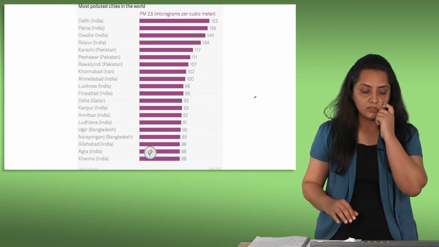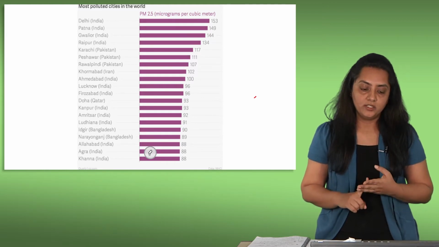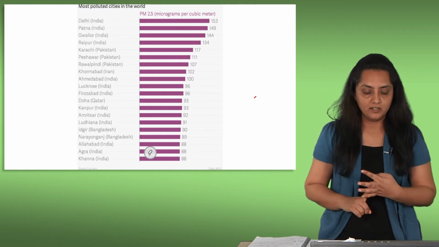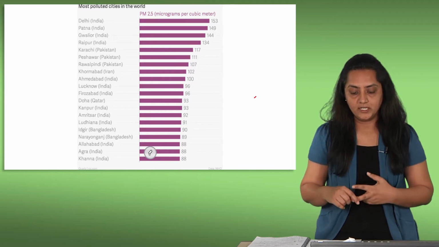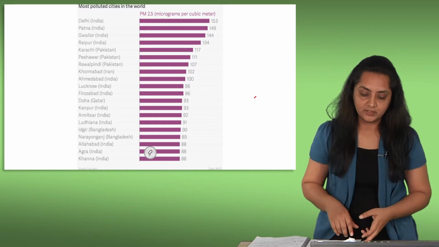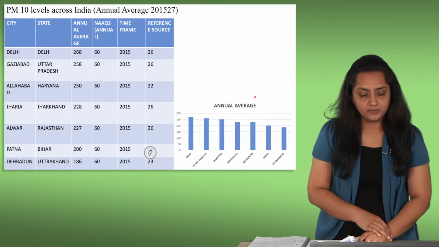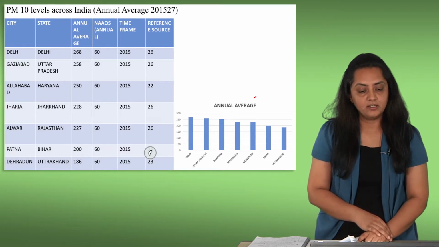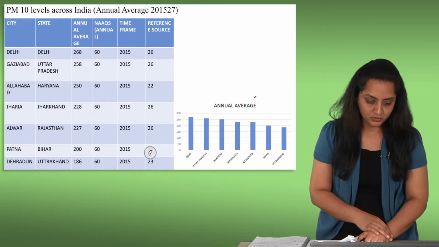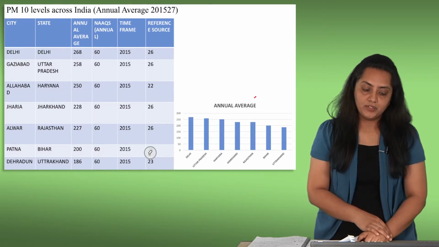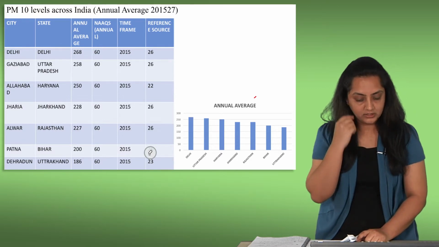Out of the most polluted cities in the world, we have Delhi, Patna, Gwalior, Raipur from India, which have noted PM2.5 levels to be 153, 149, 144 and 134 respectively. The PM10 levels across India, the annual average, again show Delhi, Ghaziabad, Allahabad, Jharia, Alwar, Patna and Dehradun to be 268, 258, 250, 228, 227, 200 and 186 respectively.